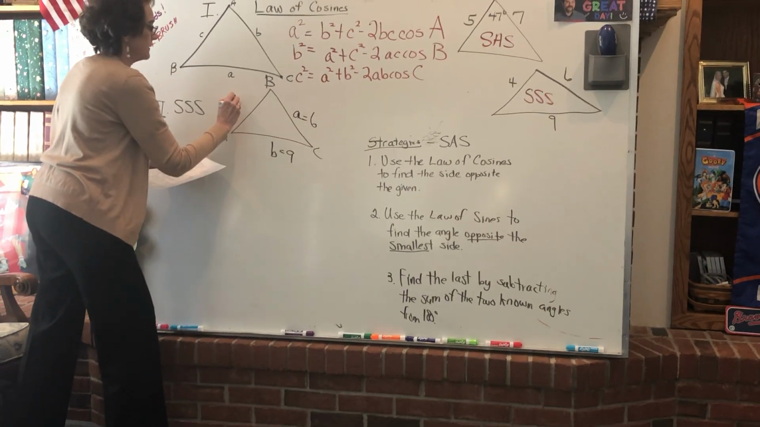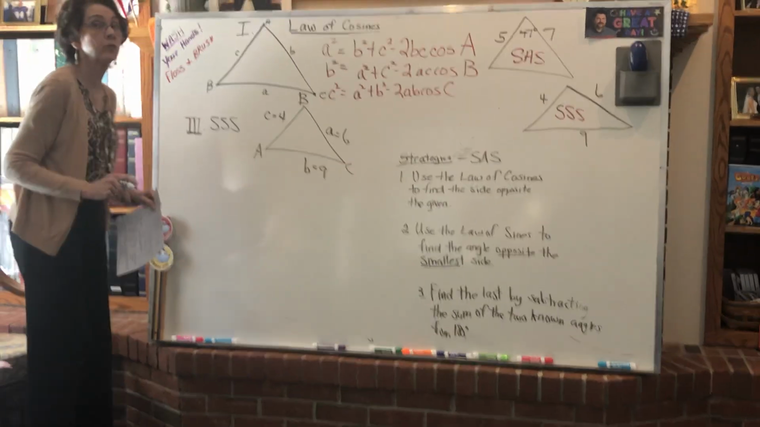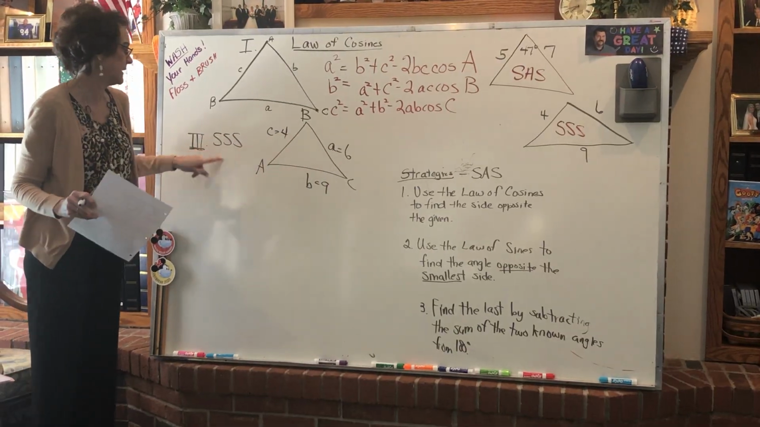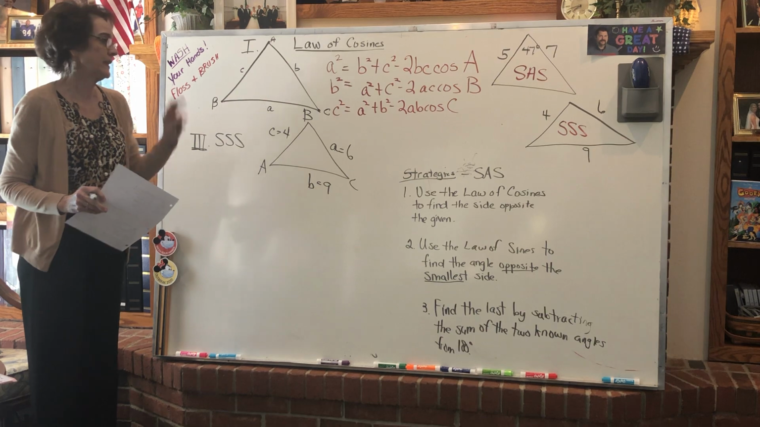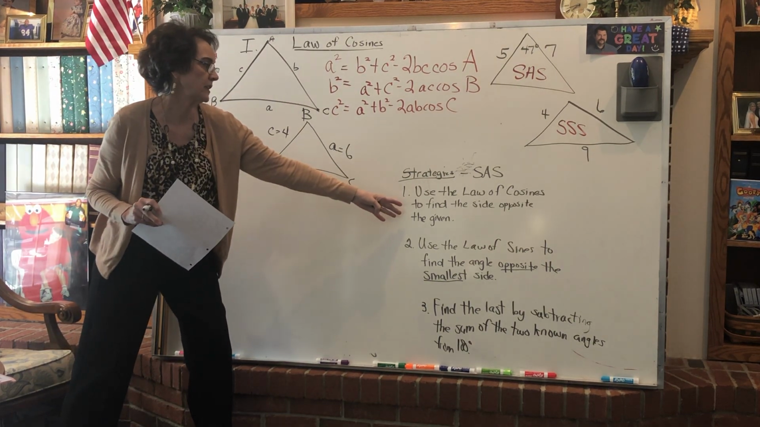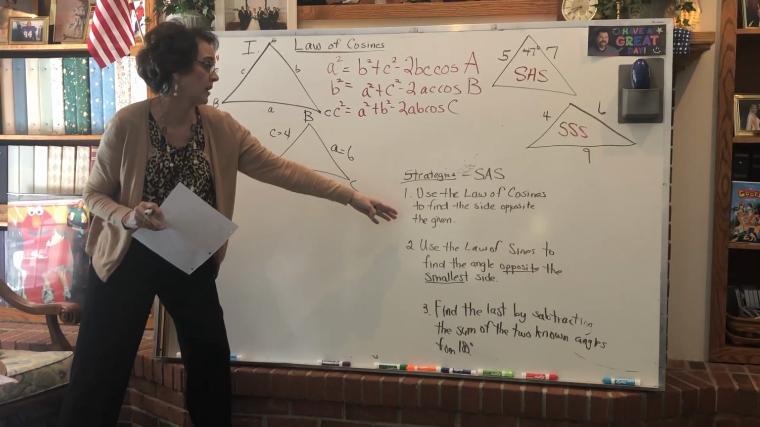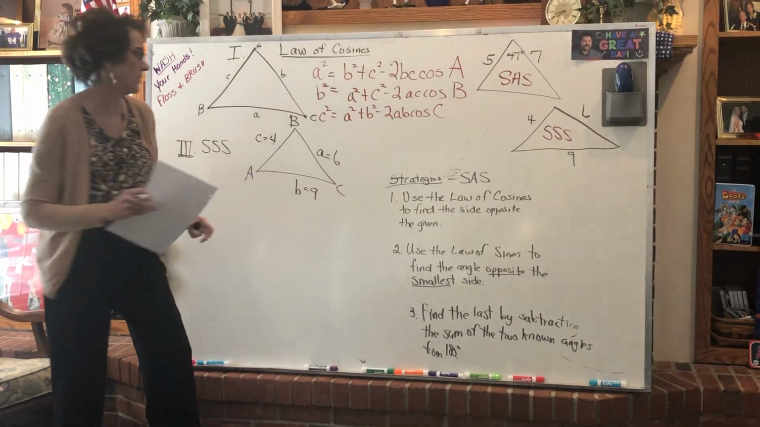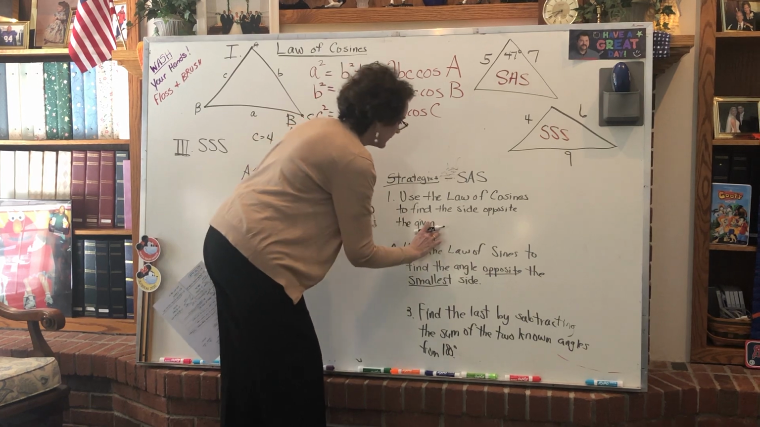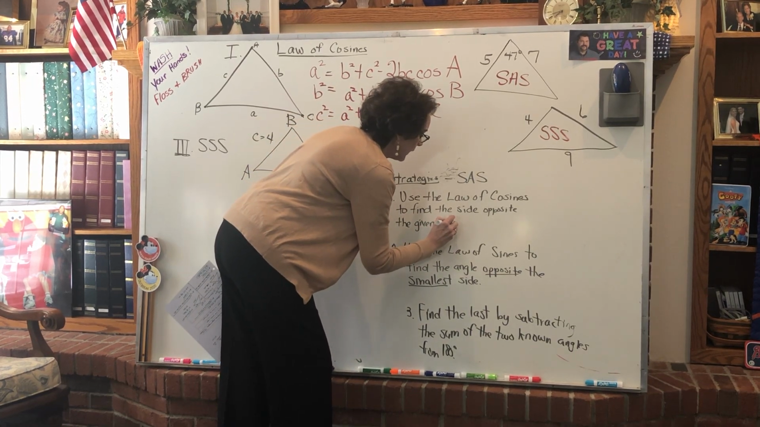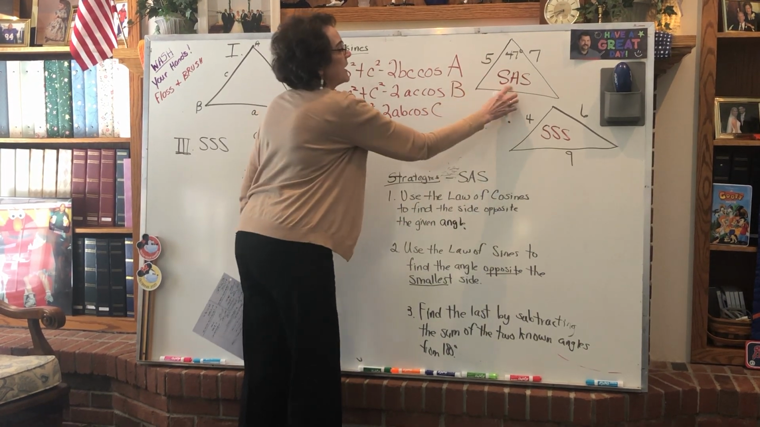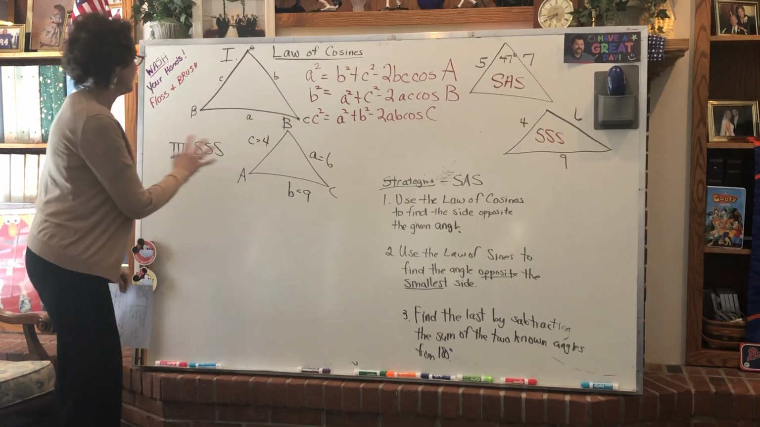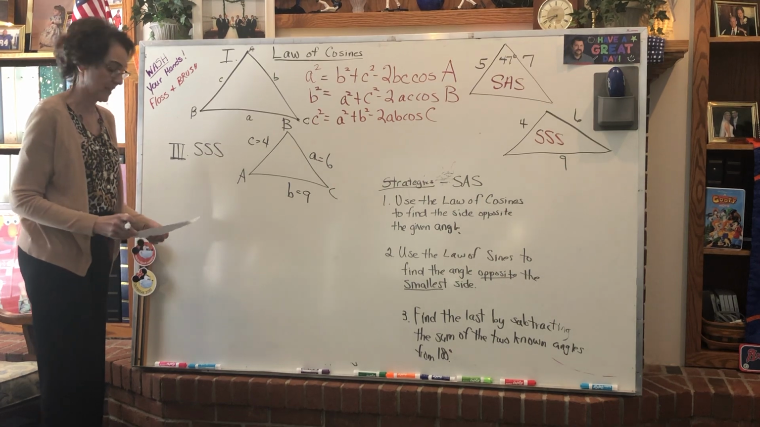Side A is 6 units. Side C is 4 units. So what kind of triangle is this? Side, side, side. SSS. So we can't use the law of cosines to find the side opposite the given angle. I think I forgot to write the word angle over here. Because there's only one given angle in an SAS, side, angle, side. Okay, so side, side, side. How do we attack that?